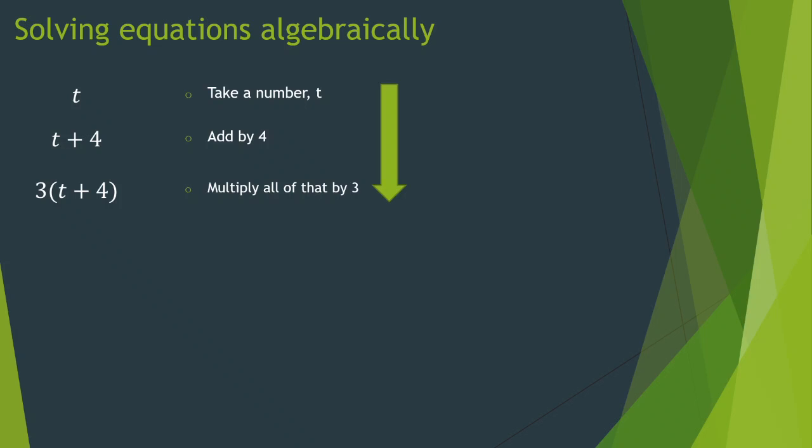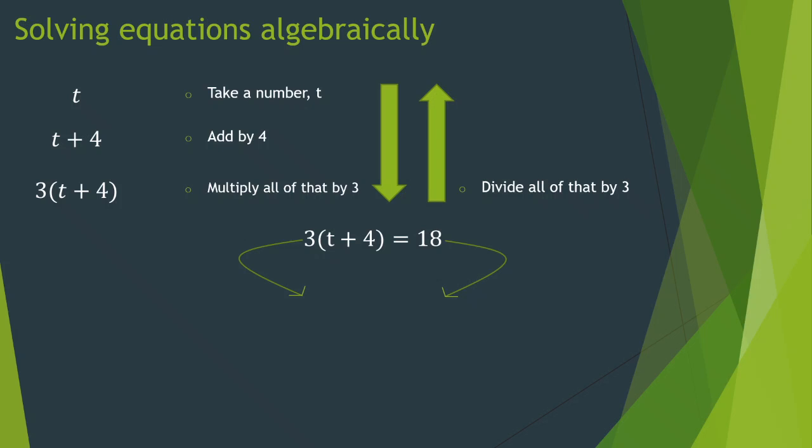And we want to do everything in reverse order. So let's just say it equals 18. First thing we do is divide it all by 3. Okay, so we can do that. And that gives us our fractions, and we can cancel out top and bottom. And we're left with t plus 4 equals 18 over 3, which is 6.